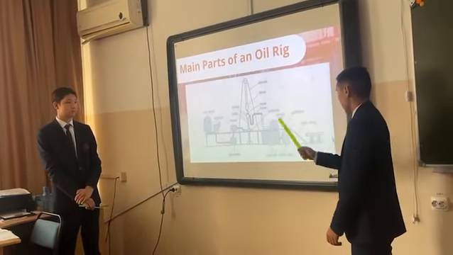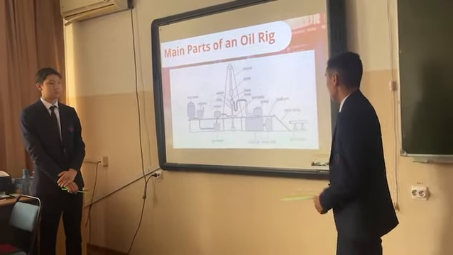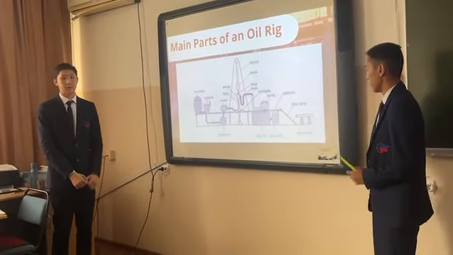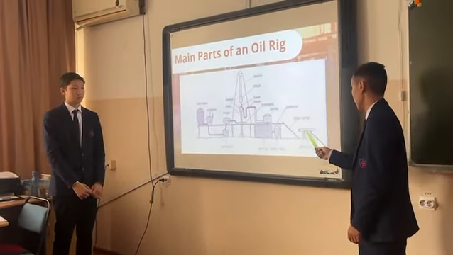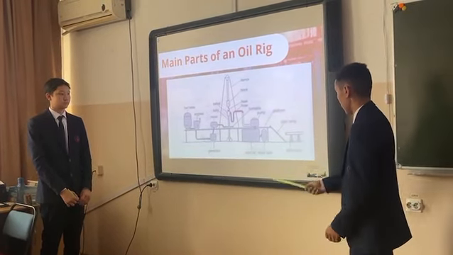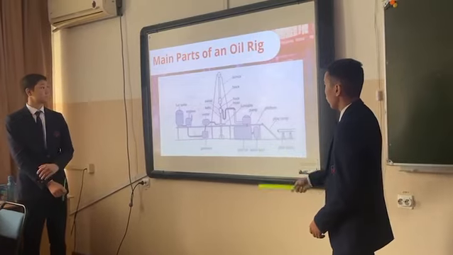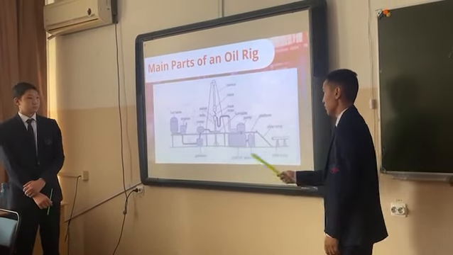The next is the mud pit. The mud pit stores mud and water. The next part is the pipe run. The pipe run moves pipe to the oil rig. And the last one is pipe racks. Pipe racks store pipes. So that was all of the main parts of the oil rig.